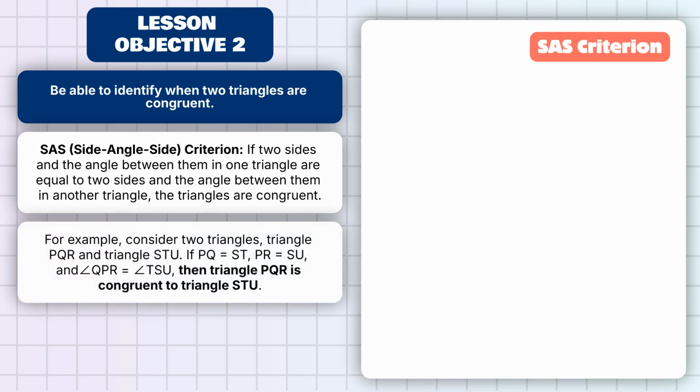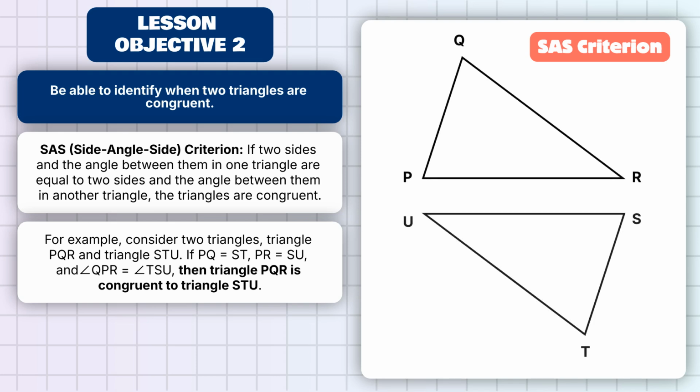Consider two triangles, triangle PQR and triangle STU. If PQ equals ST and PR equals SU and angle QPR equals angle TSU, then triangle PQR is congruent to triangle STU.